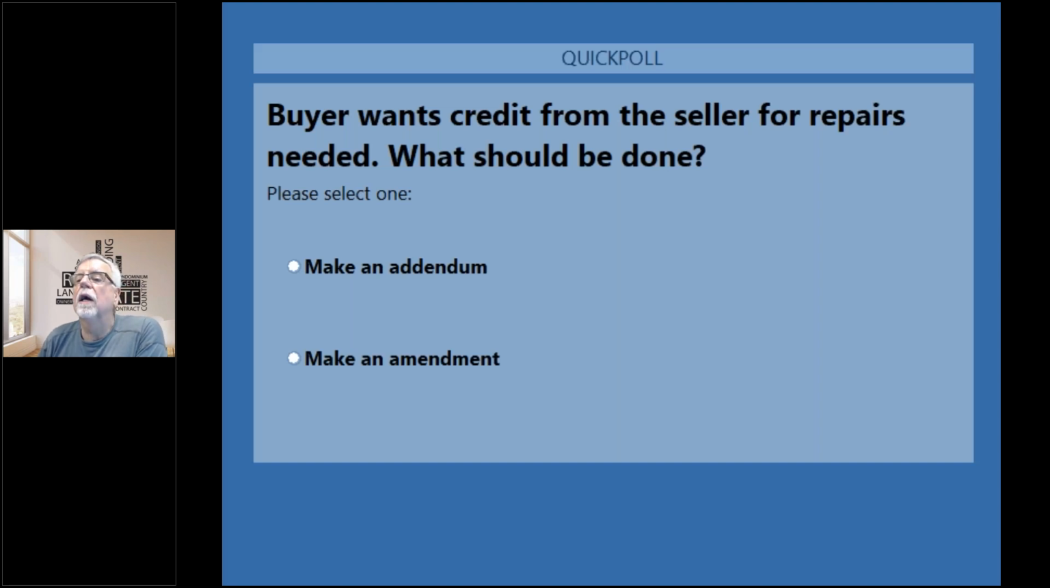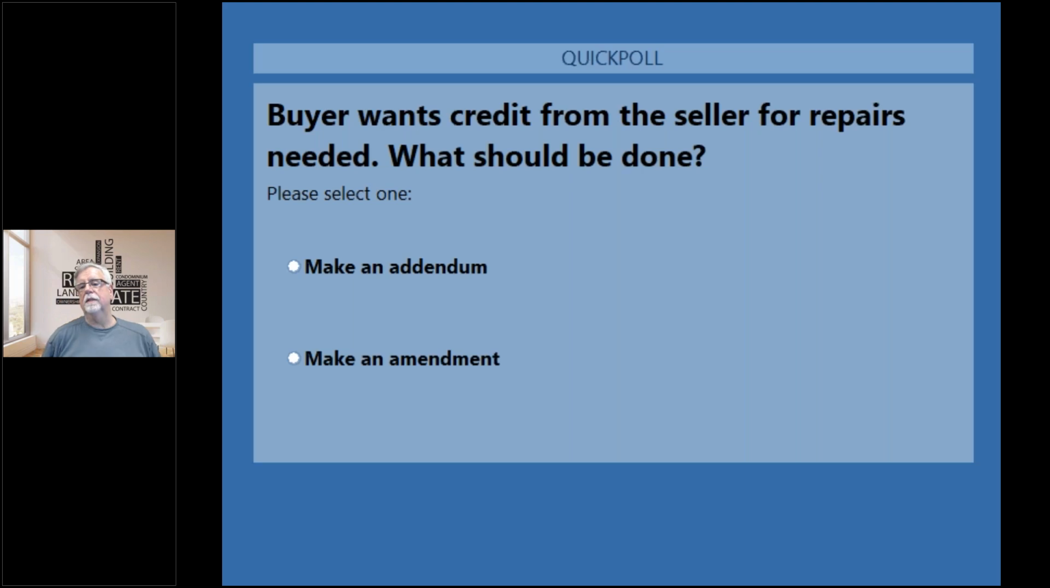The buyer wants credit from the seller for repairs, right? The seller didn't provide all the inspections. So the buyer has gotten all the inspections and they find a bunch of stuff wrong with the property and they want credit. Is it an amendment or an addendum? We were 50-50 for a while there. So if you're asking for a credit from the seller and the contract is already in place, that would be an amendment, right?